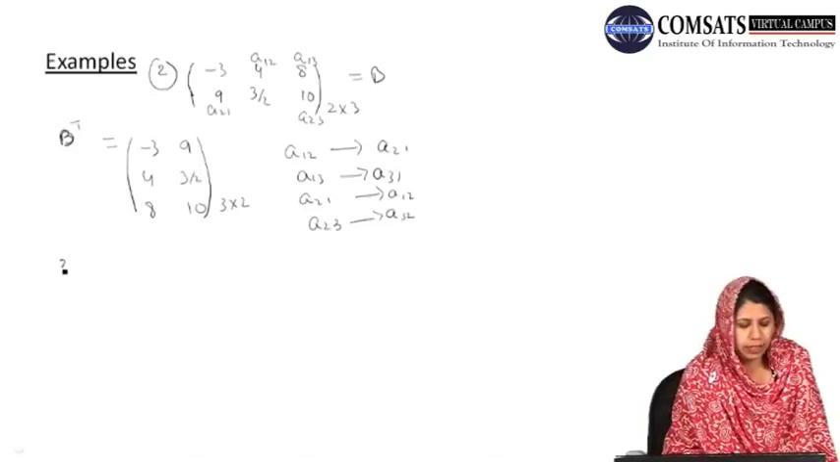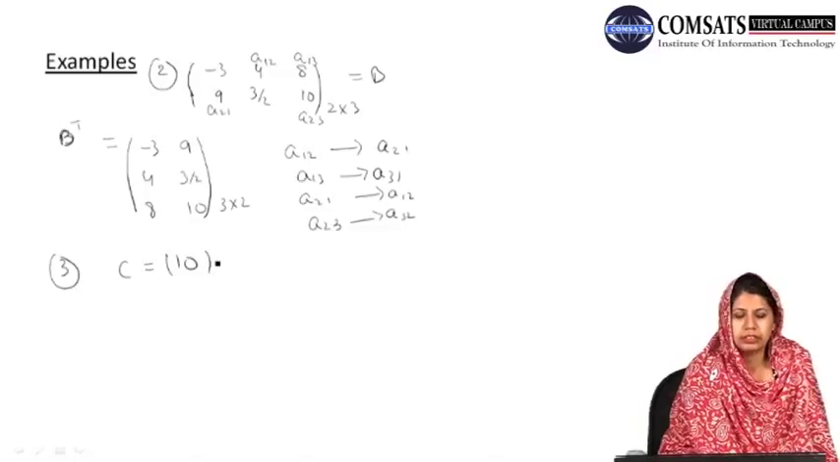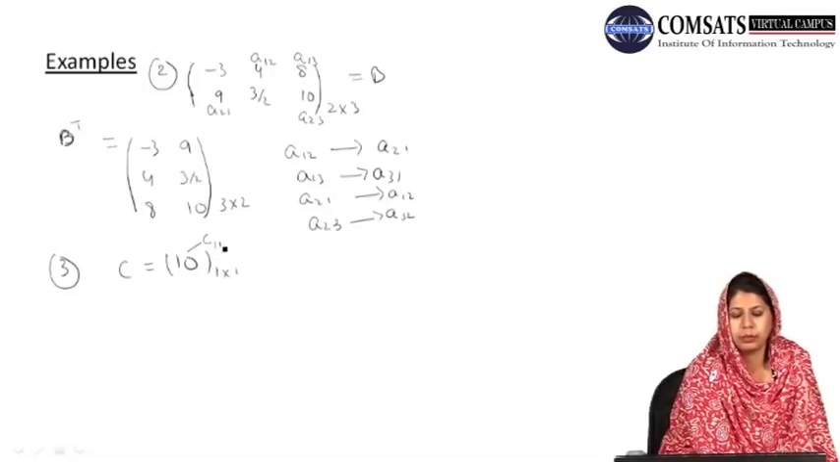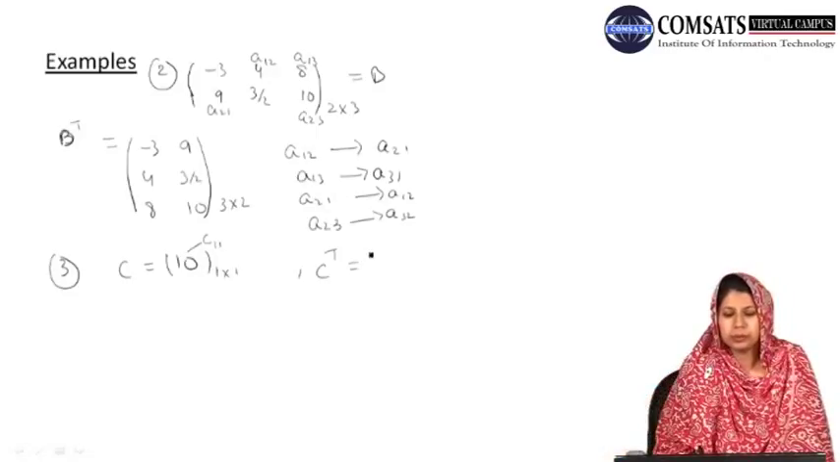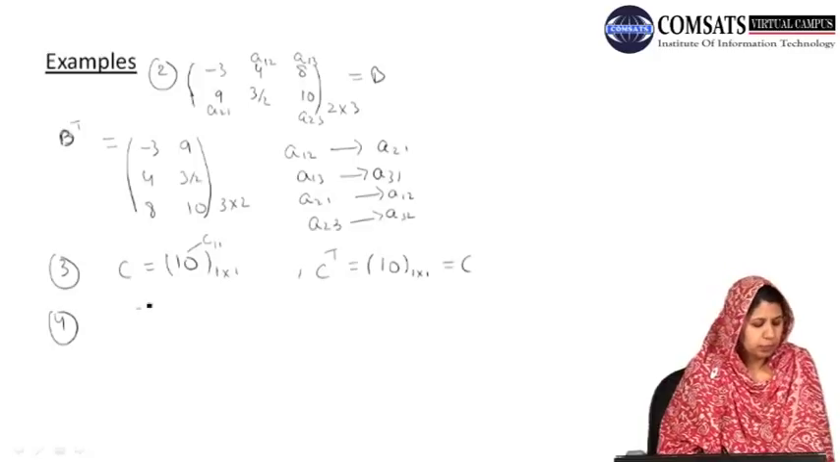Okay, one more example. Suppose we have a matrix C equals 10. This matrix has order 1 by 1 with only one entry, C11. So what will be the transpose of this matrix? The transpose of this matrix will be the same, that is C.